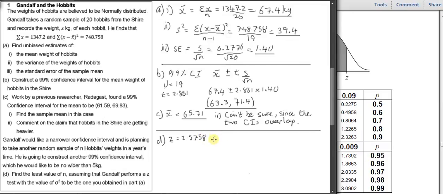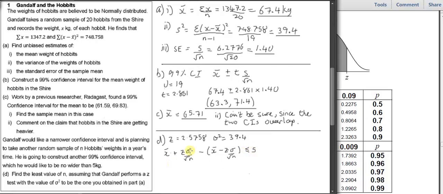We know the value of sigma squared, that's 39.4, we're going to call it s squared to get the exact value. Now the width of the confidence interval is the upper value minus the lower value. So the width is the upper value, which is x bar plus z times sigma over root n, minus the lower value, which is x bar minus z times sigma over root n. And we want that to be no bigger than 5.